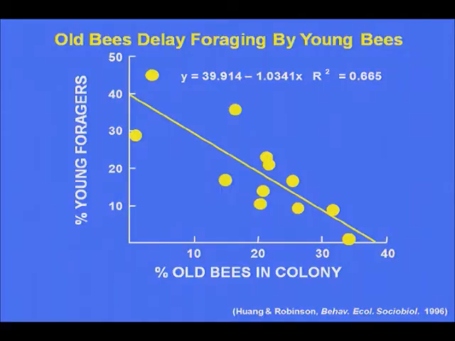First of all, here's a large-scale social engineering experiment. Each of those dots represents a colony with an artificially manipulated age demography, and what you can see is that there's a negative relationship between the rate of behavioral maturation and the percentage of old bees in the colony. The more old bees in the colony, the slower is the rate of maturation, and that's revealed by the lower percentage of young bees in the foraging cohort.